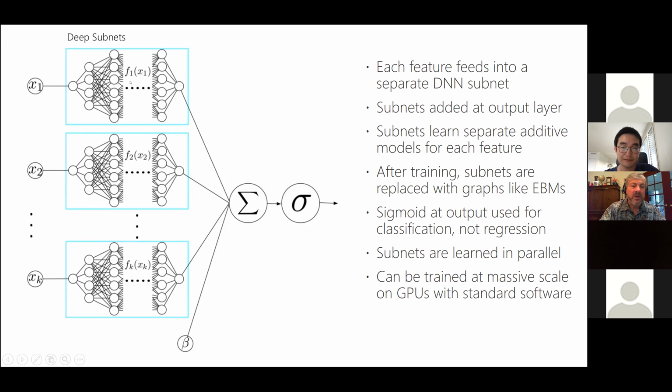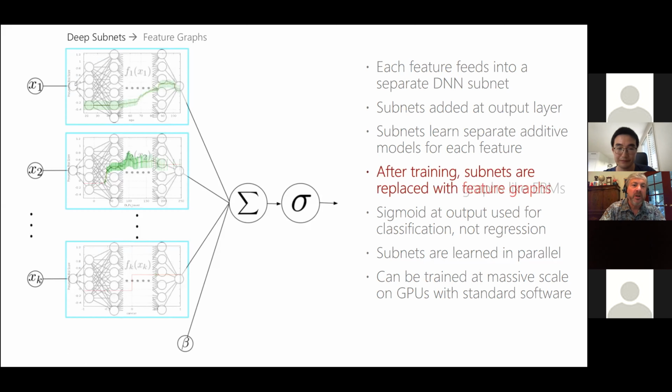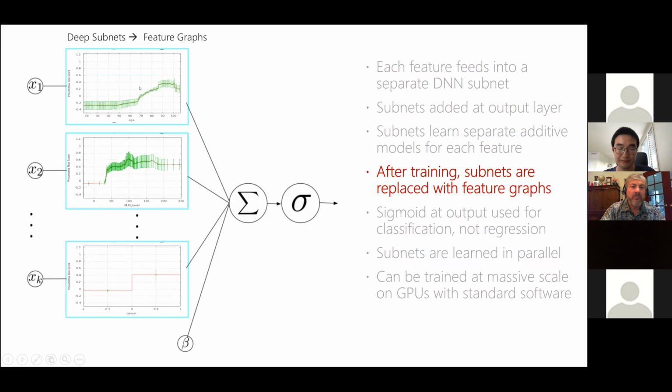And what happens is after you've trained this model, you can take this entire subnet and you can do what we did with the trees. You can replace it with a graph by looking at its IO behavior. And that means this subnet becomes a graph for feature one. This subnet becomes a graph for feature two. This subnet becomes a graph for feature X sub K. And now you have an interpretable, editable, additive model, but you've trained it with deep learning. And the beauty is this thing is differentiable. We can do multitask learning and stuff like that.